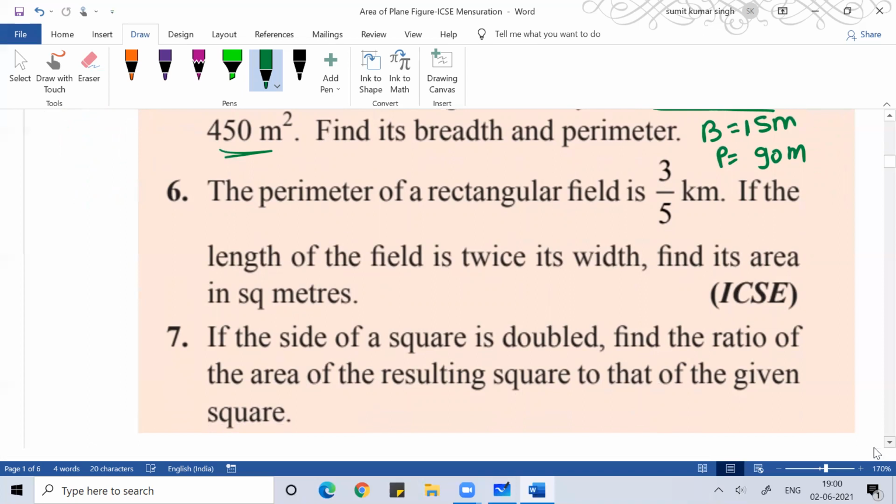The perimeter of a rectangular field is given. If the length of the field is twice its breadth, length is 2b. Find the area in square meter.